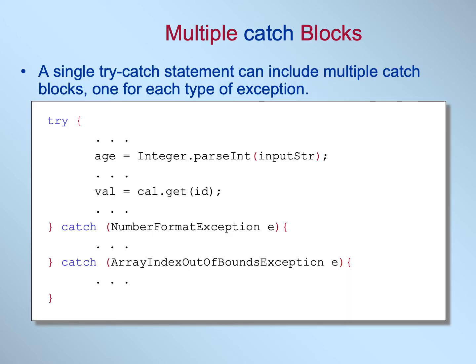A single try-catch statement can include multiple catch blocks, one for each type of exception. For example, over here we have our try, and then we have our catch blocks. The first one catches NumberFormatException. The second catch block catches ArrayIndexOutOfBoundsException. So we can have as many catch blocks as we want because they deal with different types of exception.